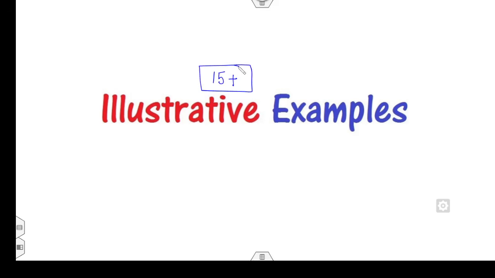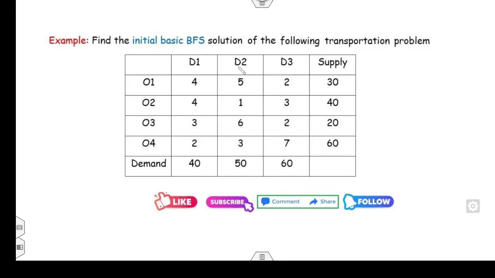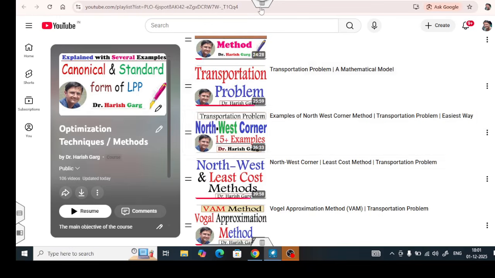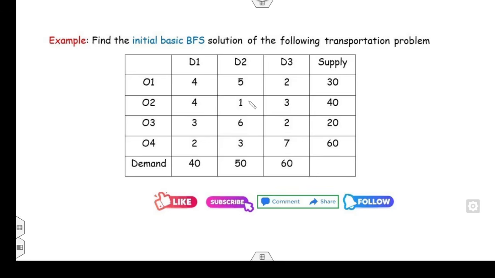You can watch till the end so that you can learn the concepts along with the various examples in an easier manner. You can see this is the same example that we discussed in our northwest corner method. I had explained the 15 plus examples that I solved in the northwest corner method. I can solve the same example with the help of the least cost method so that you can compare the various costs along these various lectures.